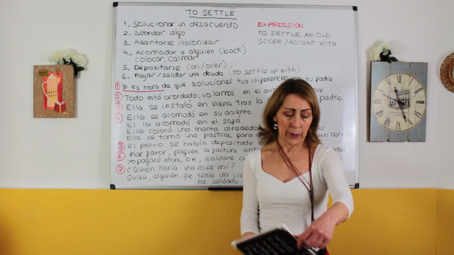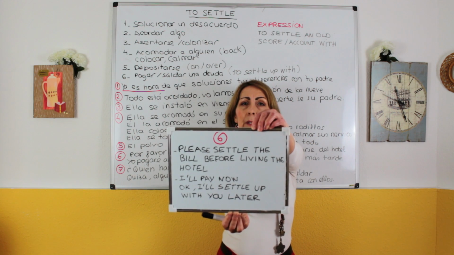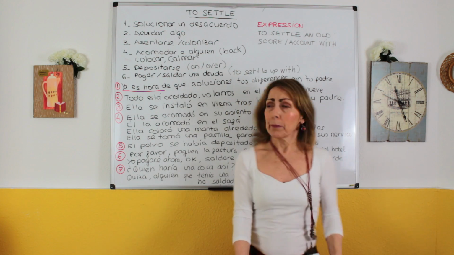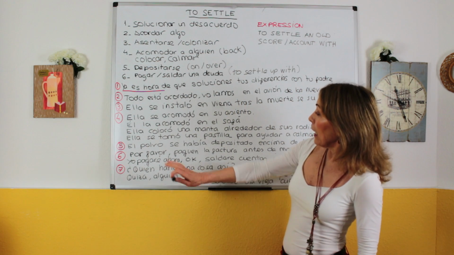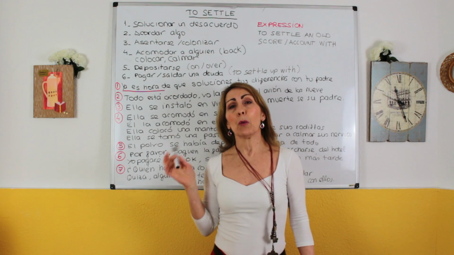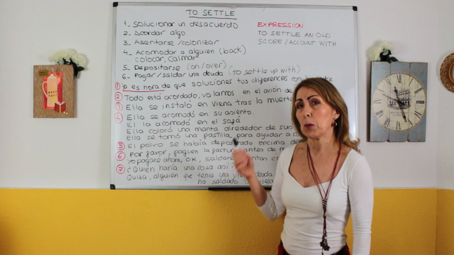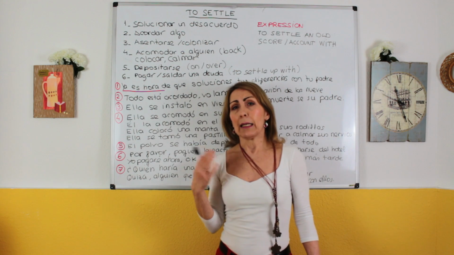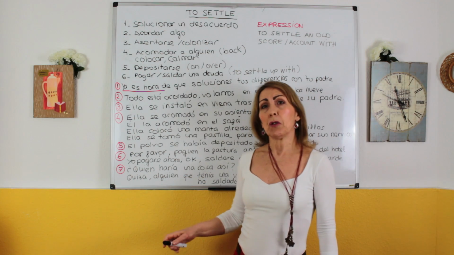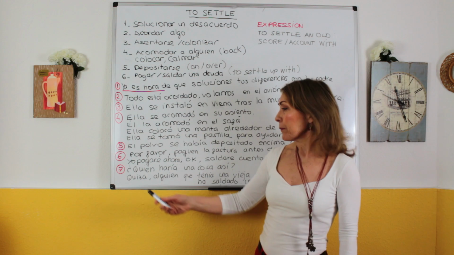Very well. Here you have the sentences. Very well. And finally, the expression to settle an old account with someone or to settle an old score with someone, which means saldar cuentas in a negative way. So the example that I want you to translate into English is, ¿quién haría una cosa así?